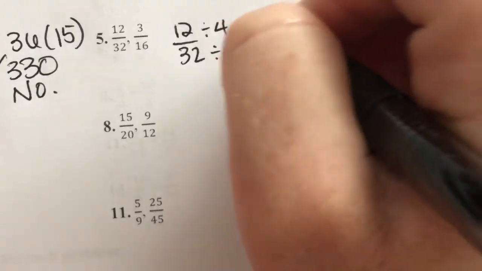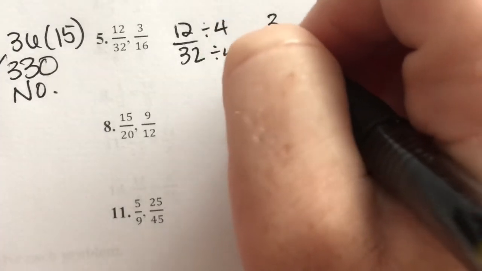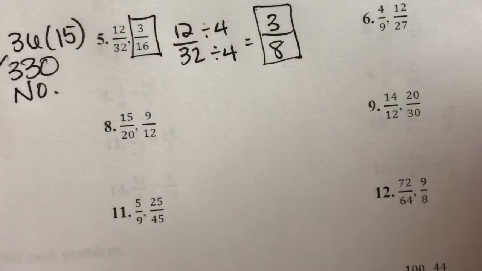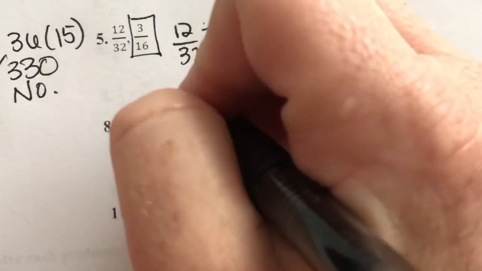12 divided by 4 is 3. 32 divided by 4 is 8. So that's equal to 3 over 8. This other ratio is 3 over 16, and it's in simplest form. So 3 over 16 is not equal to 3 over 8. This is not a proportion.